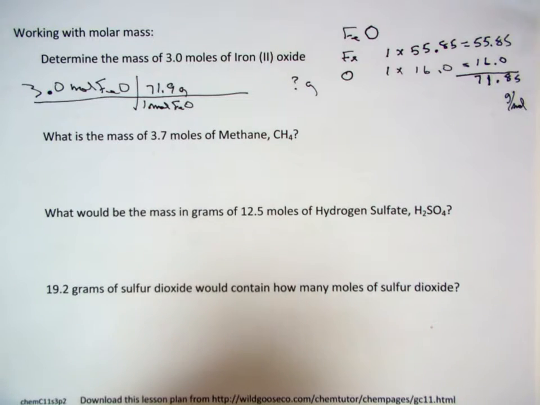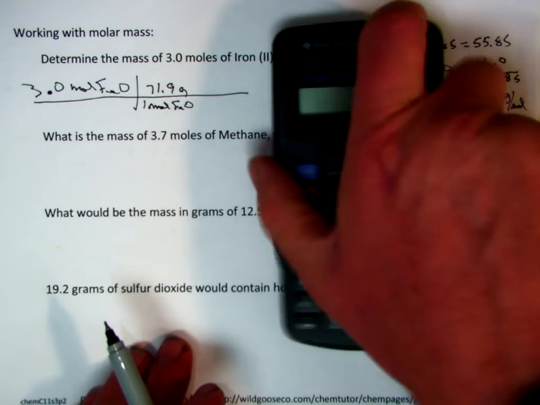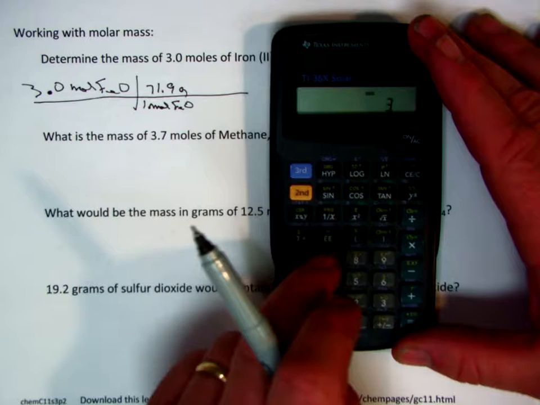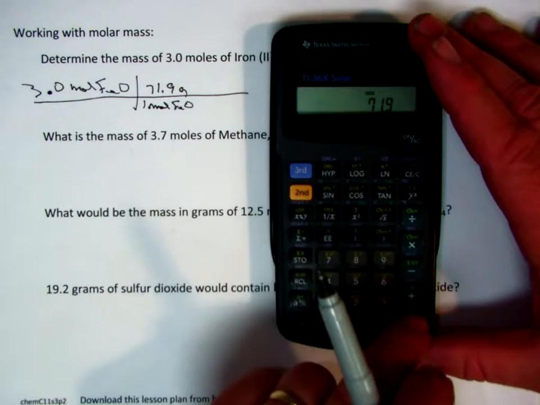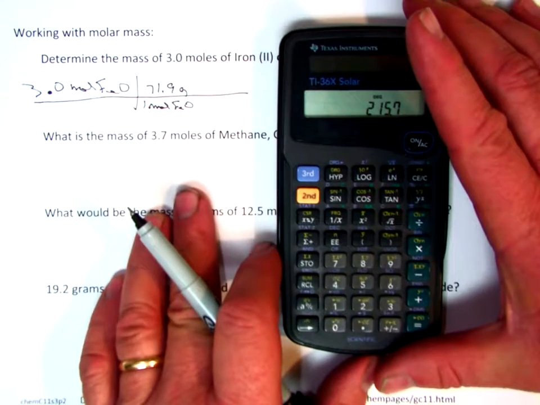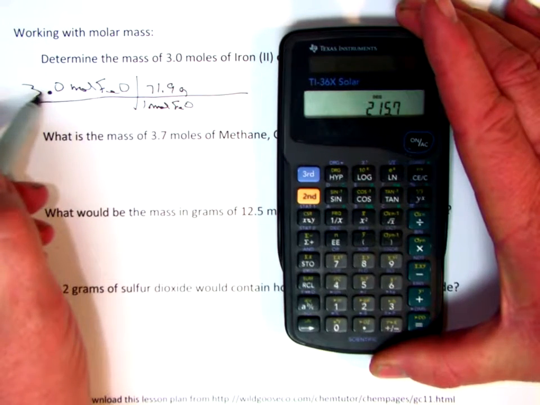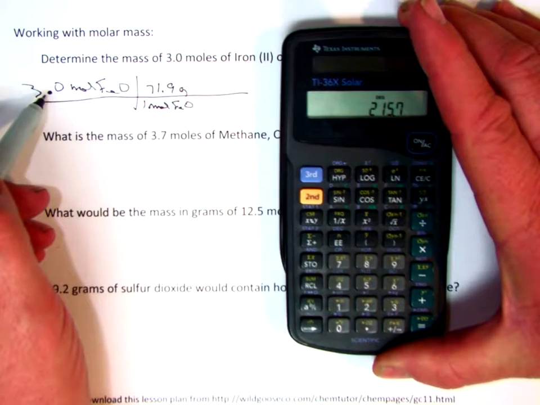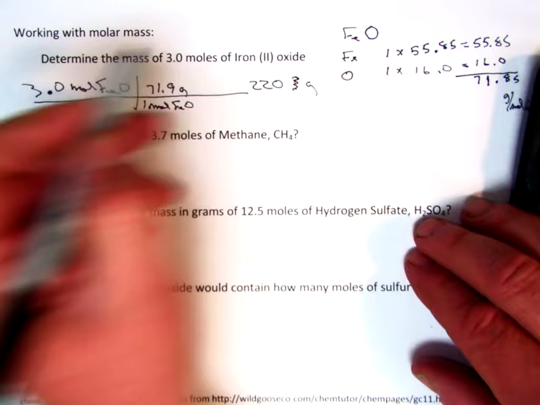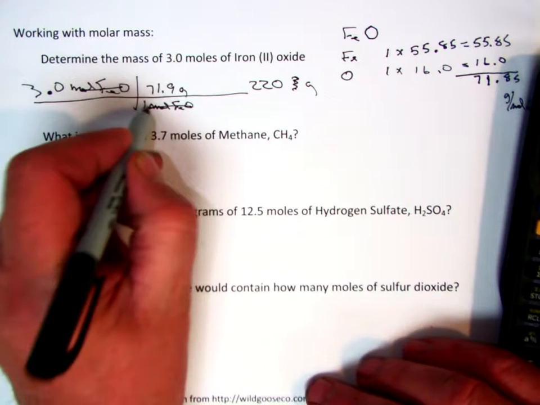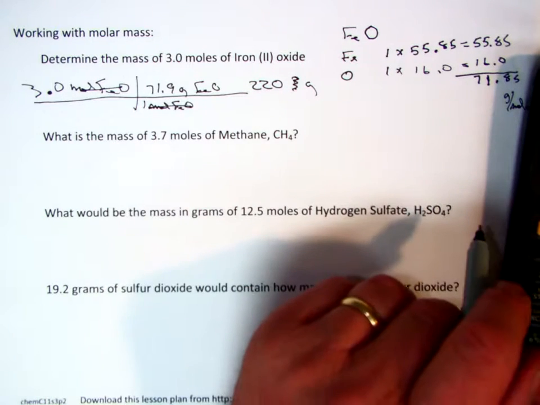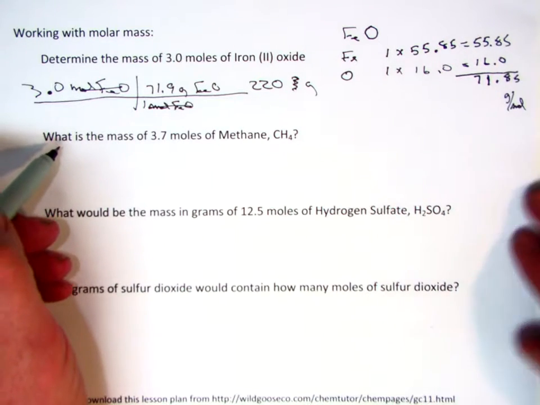So now you just go ahead and put that in your calculator. You're going to say 3 times 71.9, and you end up with 215.7. With the two significant figures which you need right there, you have 220 grams. And there's our final answer. Moles canceled out, leaving us only in grams of FeO. Therefore, our answer. Now, what is the mass of 3.7 moles of methane?